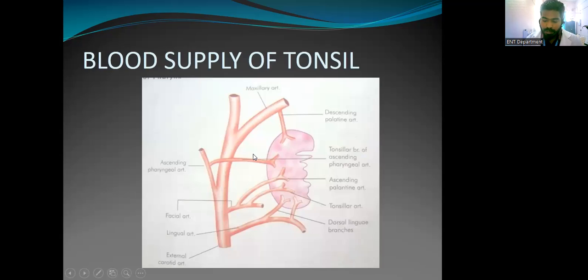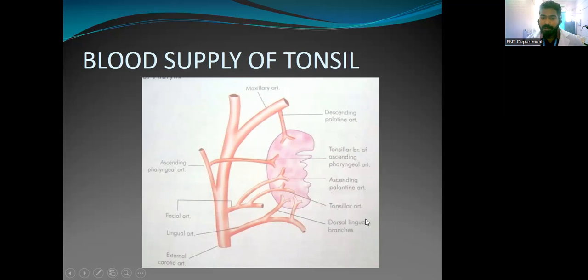Okay, so now moving on to the blood supply of the tonsil. Usually the main blood supply is from the external carotid artery and its branches. There's a mnemonic: T double A double D, TAD. That is tonsillar artery, ascending palatine artery, ascending pharyngeal artery, descending palatine artery, and dorsal lingual branches.